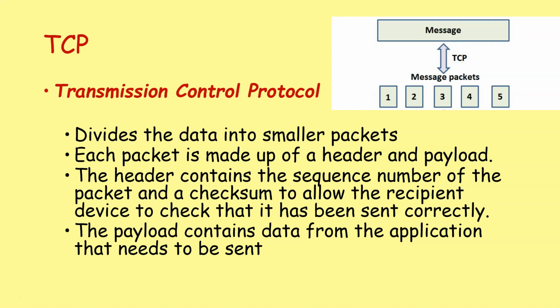So TCP takes the data from the application, for example, a web browser, and then divides it up into small packets that can be easily sent across a network. It adds sequence numbers so it can be put back together at the other end, and it adds some sort of error checking information so that the recipient can check whether the data has arrived correctly.